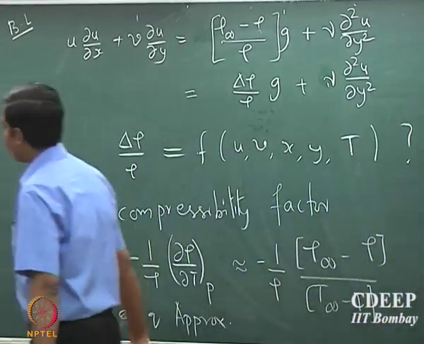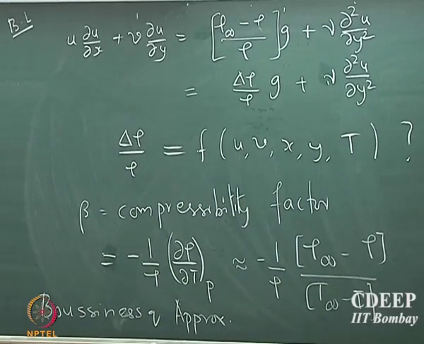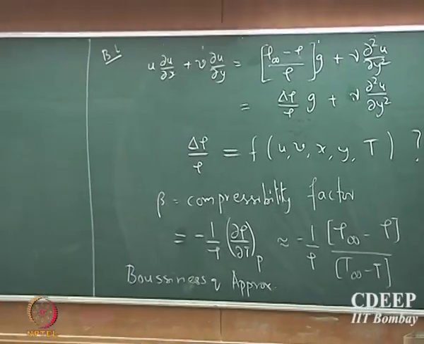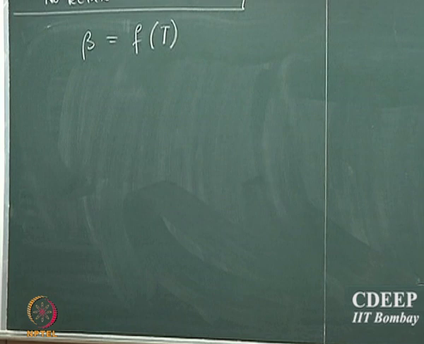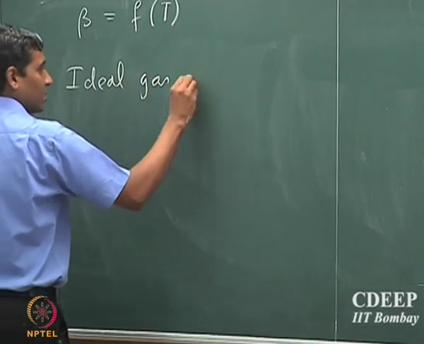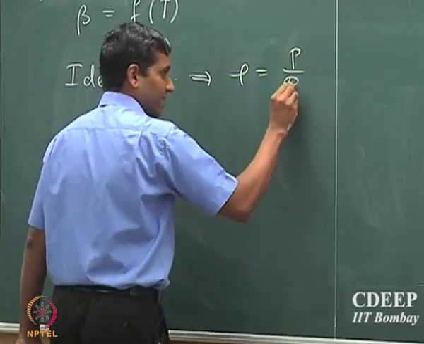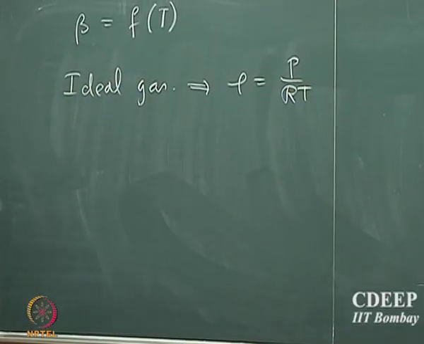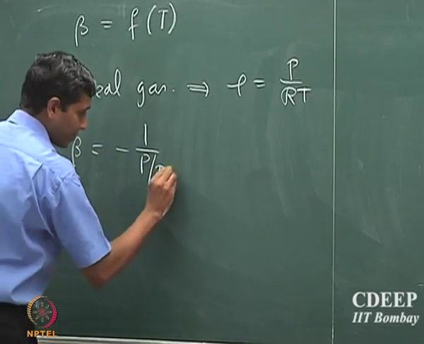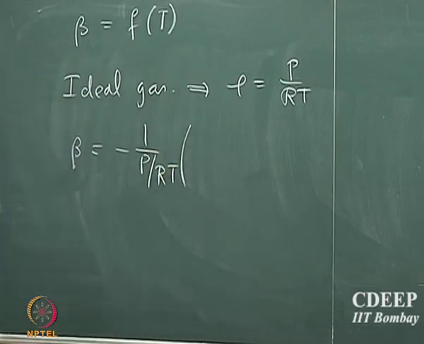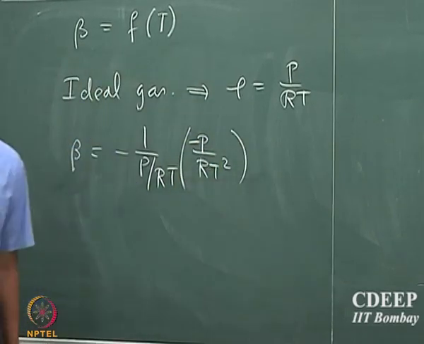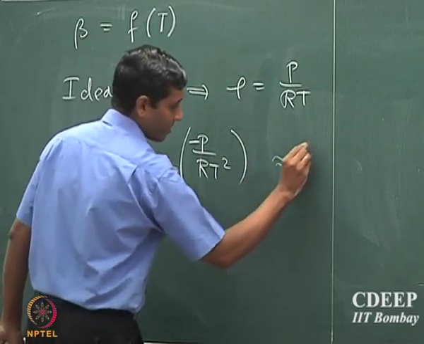Now, just to get a feel of how this compressibility factor plays an important role, obviously the compressibility factor itself is a function of temperature. Suppose we say it is an ideal gas. So rho is given by P by RT, okay, for an ideal gas. Now from here we can write that beta is minus 1 by (P by RT) into d rho by dT at constant pressure. That will be P by RT squared with a minus sign, so that will really scale as 1 over temperature.